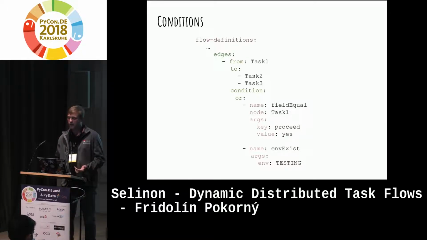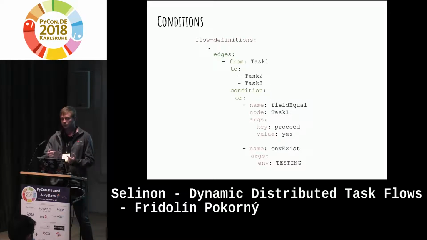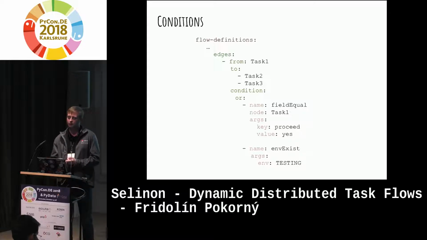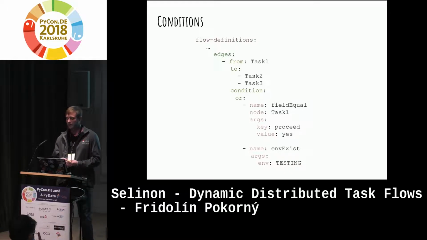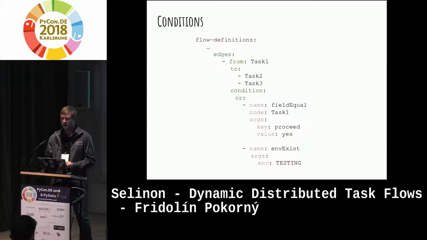So if we have an edge that starts with task 1 and continues to task 2 and task 3, we can say that we would like to run task 2 and task 3 under certain conditions. These conditions can be, for example, results of data. So you can examine what was the result of task 1, or it can be some external event, or it can be based on an environment variable, as shown in the example here. Basically, these conditions are Python functions. You can register your own, and you can directly use them in the YAML configuration.